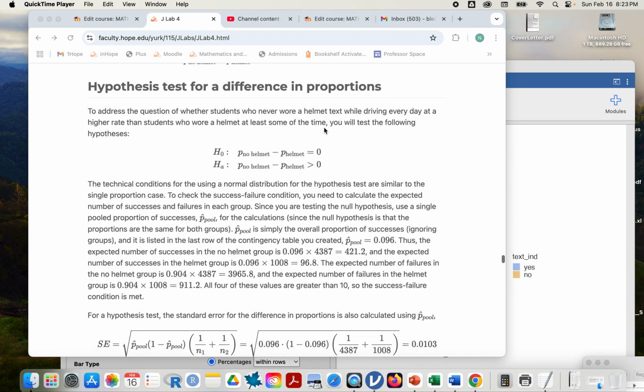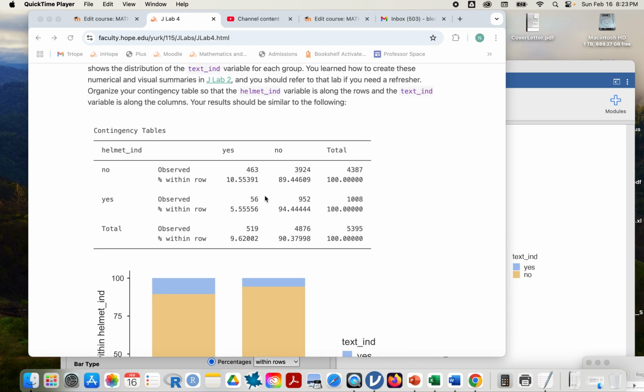To be able to do our validity constraints, we need to get p hat pooled. P hat pooled is basically assuming that there's no difference in these two distributions, and so we can lump the two sample sets together and create sort of one grand sample, one set of successes. And so this piece here, the 519, is the result of this set of yeses and this set of yeses being added together. And so it's 0.0962. So this is our pooled value.